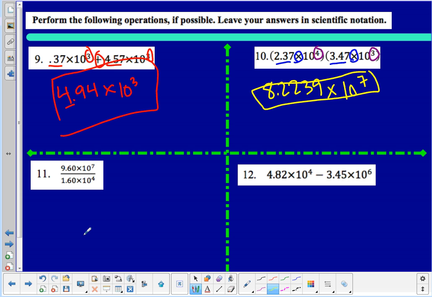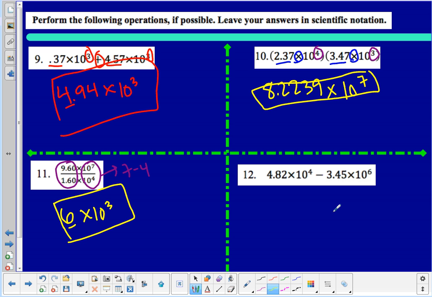In number 11, 9.6 times 10 to the 7th divided by 1.6 times 10 to the 4th. Again, this is just division. I'm going to divide the like parts. So divide those two things and then divide those two things. Those are the powers. And when I divide those, I take 7 minus 4. So 9.6 divided by 1.6 gives me exactly 6. And then 10 to the 7th divided by 10 to the 4th is 10 to the 3rd because 7 minus 4 is 3. One number's in front of the decimal point, so I'm good. I don't have to move anything. I'm good there. Let's take a look at number 12.